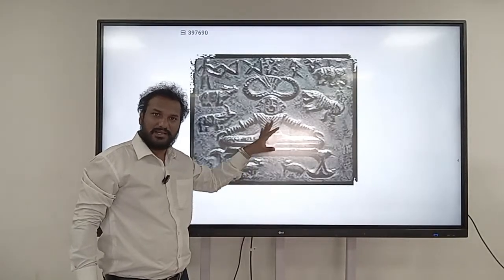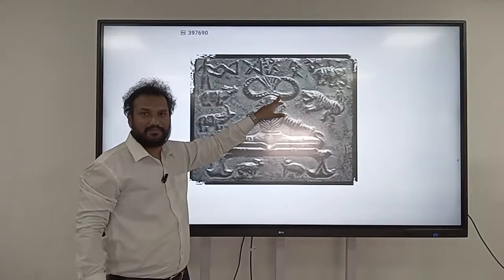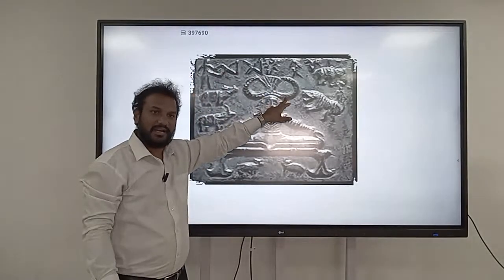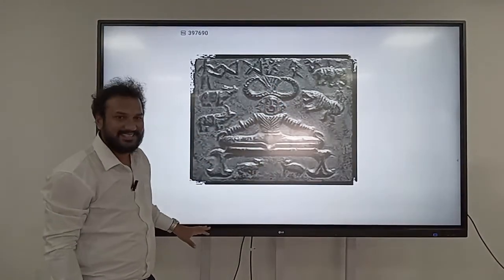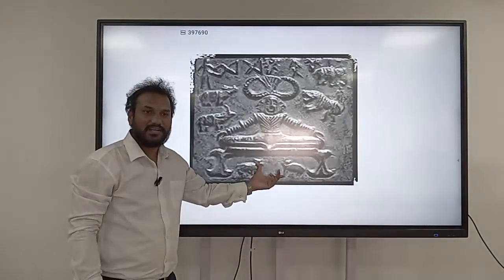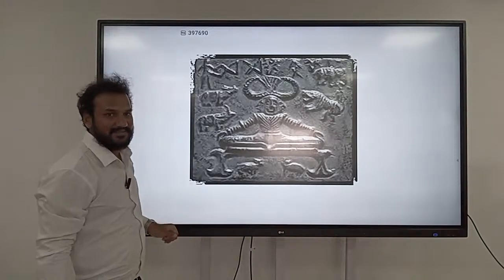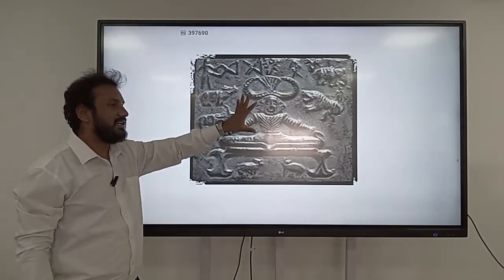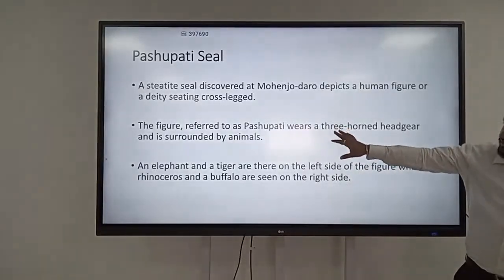Can you see? The figure wears a three-horn headgear. Below that there are two deer, left side and right side, two animals each. This side two animals, that side two animals are there. In that scene, you just check.